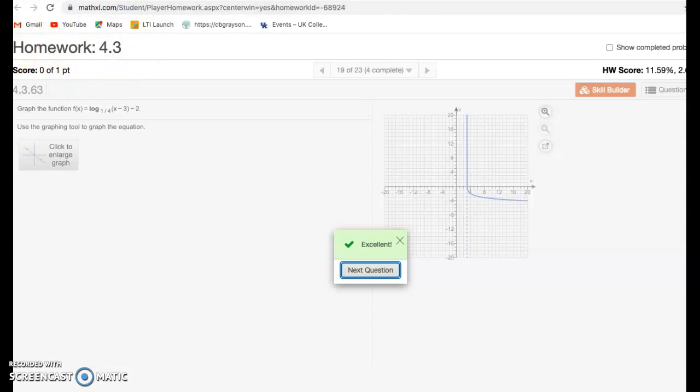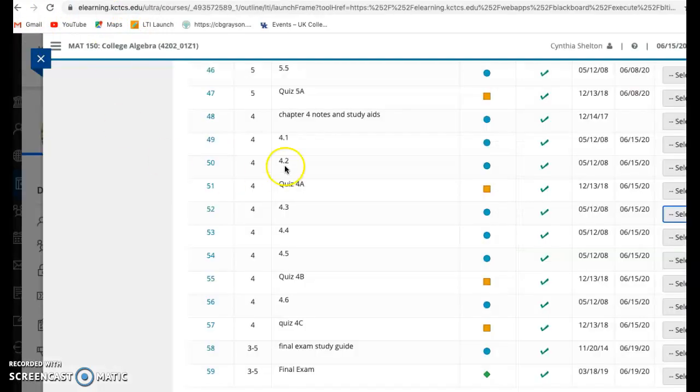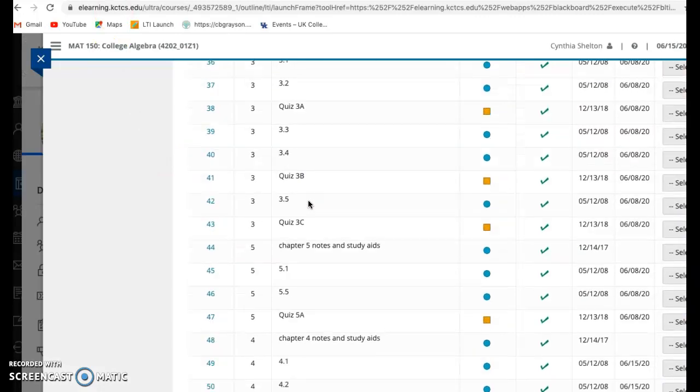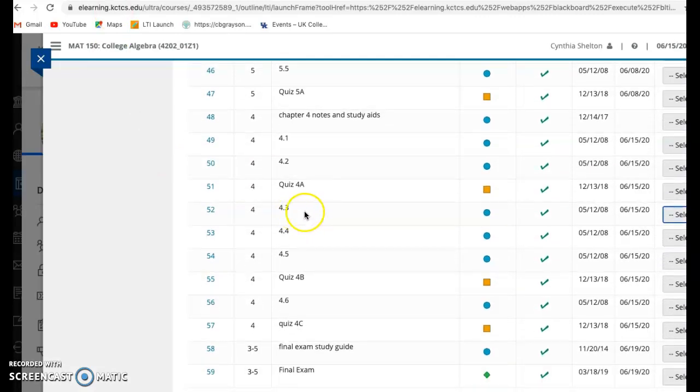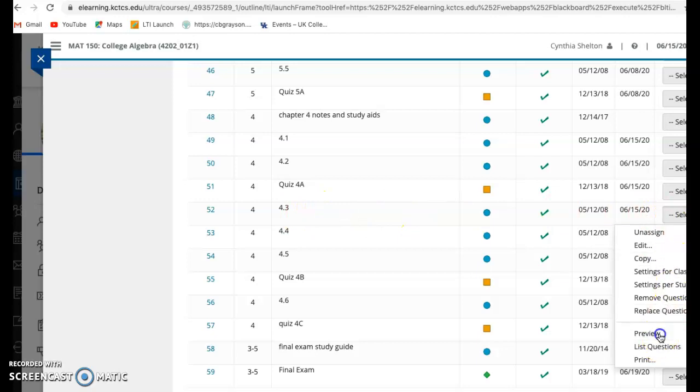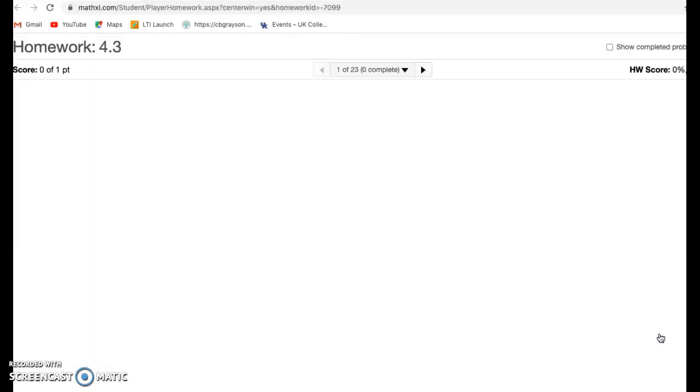Okay, so I am on your college algebra assignments, and I'm working some sample problems on section 4.3 with you. All right, so I'm going to preview this and show how it would look if you were working through these problems.